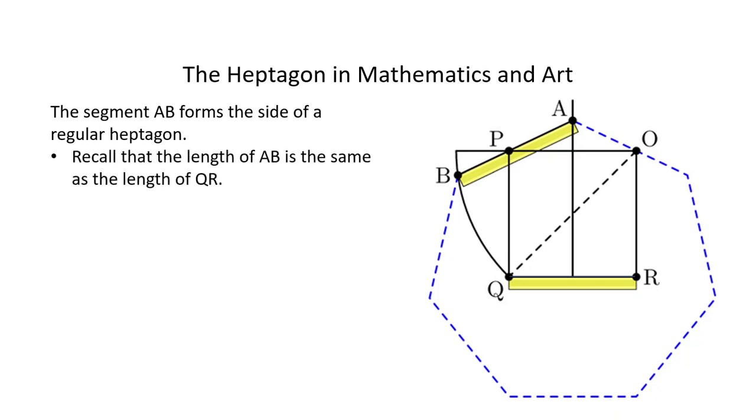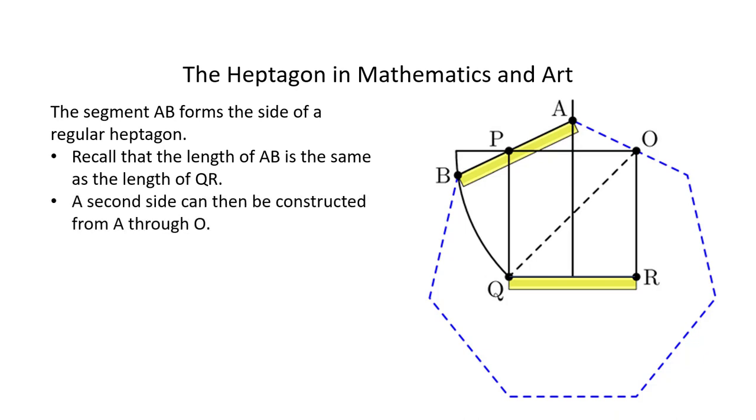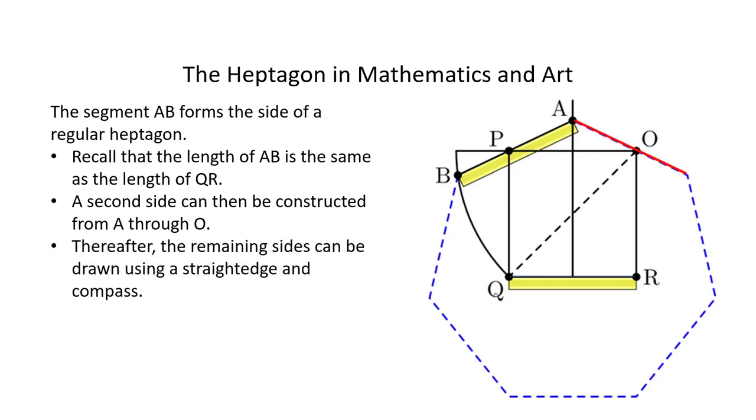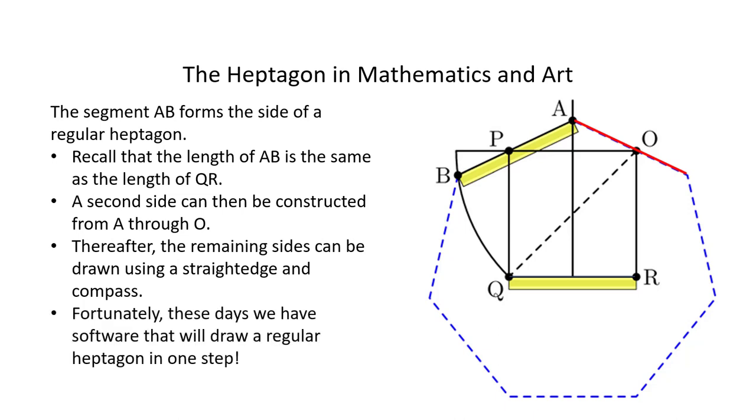And recall that the length of AB is the same as the length of QR that was guaranteed by the mark on the straight edge. A second side can then be constructed by using the straight edge to draw the line from A through O. And thereafter, the remaining sides can all be drawn just using a straight edge and compass. Fortunately, these days, we have software that will draw a regular heptagon in one step, so we don't have to go through all of this.